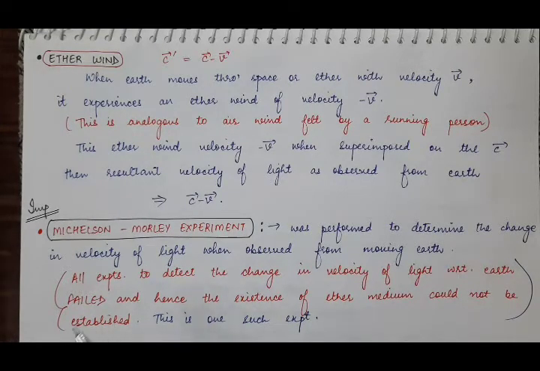Various experiments were performed to detect the change in the velocity of light with respect to Earth, and all of them failed, and hence the existence of the ether medium could not be established. So this is the Michelson-Morley experiment. It is one such experiment which was performed to detect how the velocity of light changes with respect to the moving Earth.